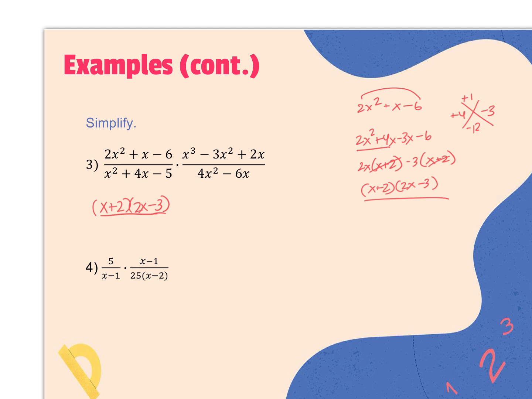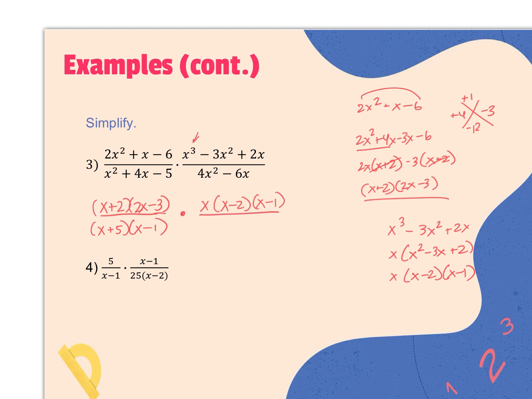Then I go to the denominator. The denominator is much easier to factor because a is equal to 1. This is just an x plus 5 and an x minus 1. I go to the left one. Now notice that this is cubed, right? There's a GCF there. So I'm going to take this x cubed minus 3x squared plus 2x, and factor out the GCF. I'm going to get x squared minus 3x plus 2. And then I can factor this trinomial, which is going to be x minus 2 and x minus 1. So x times x minus 2 times x minus 1.